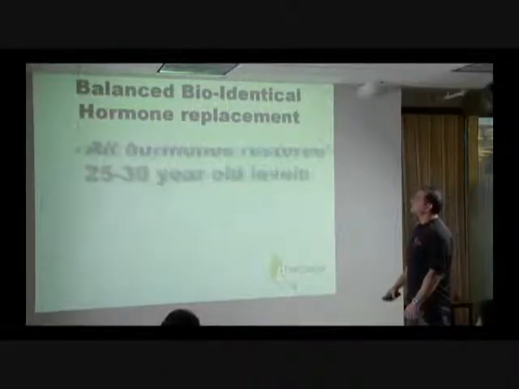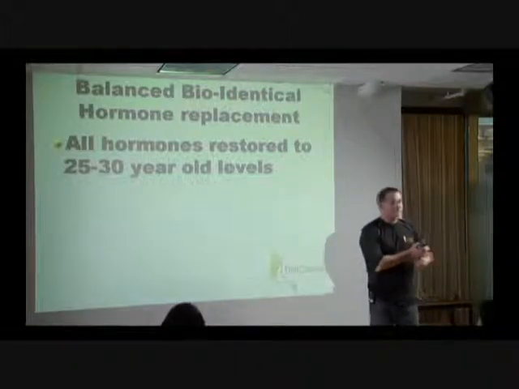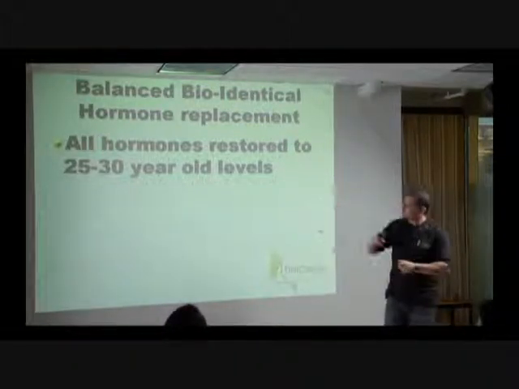Balanced bioidentical hormone replacement. What you're trying to do in general is give a person the levels that they had when they were the healthiest adult. So actually from 25 to 35.